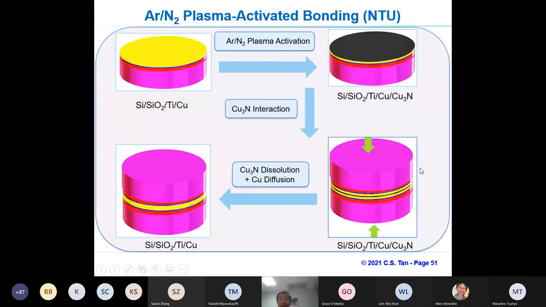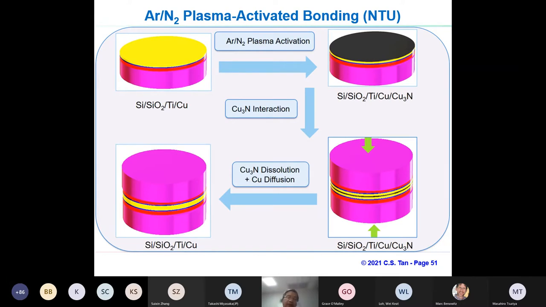What we are also trying to do in my group at the moment is to look at using a nitridation process on the copper, such that you form a very thin layer of copper nitride on the copper surface. We believe this copper nitride gives you a very low water contact angle, and that allows you to perform fusion bonding at room temperature. Once the fusion bonding is done, an annealing process at an elevated temperature will dissolve this copper nitride layer, and therefore grain growth can take place.